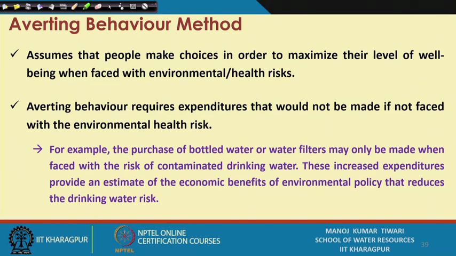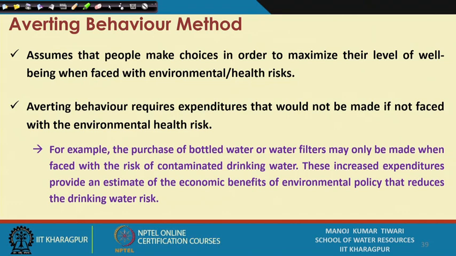To start with, there is an approach typically referred to as the averting behavior method, which assumes that people make choices in order to maximize their level of well-being when faced with health risk or adverse environmental impacts. So, for example, let us say we are drinking tap water in a household and people realize that the quality is not good and it is causing some sort of adverse health effects. So, they procure an RO system. The cost of the RO system, the installation and operation and maintenance cost for that household, is actually a cost which is due to the improper quality of the water supplied.